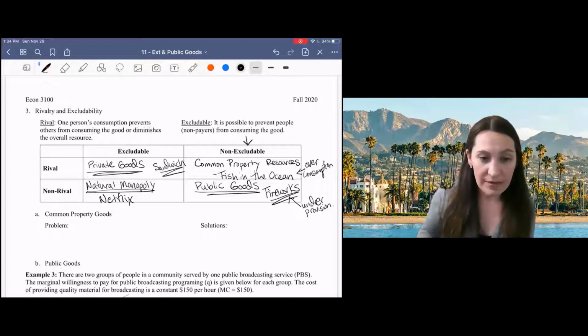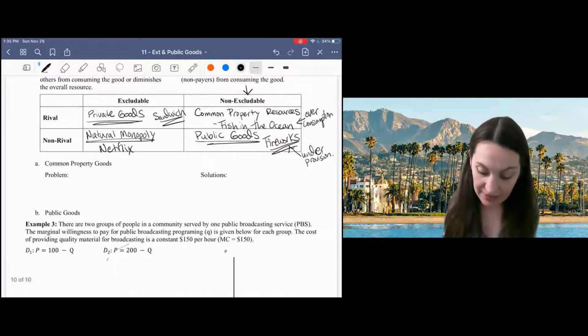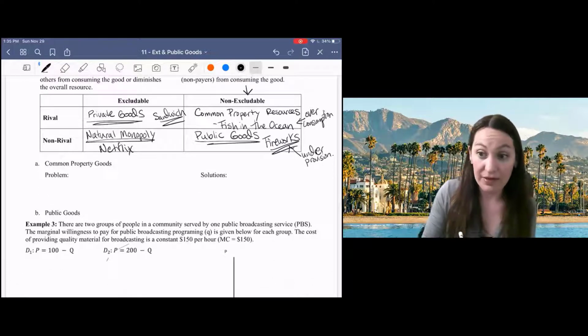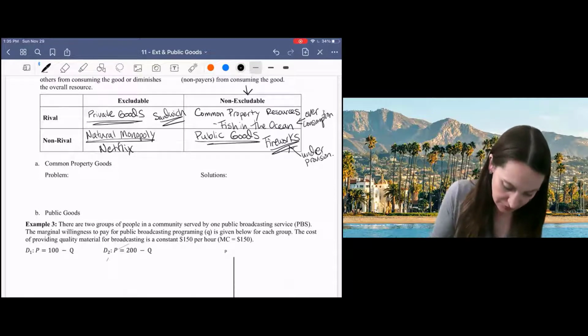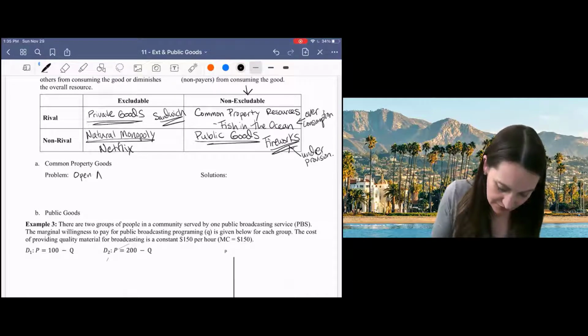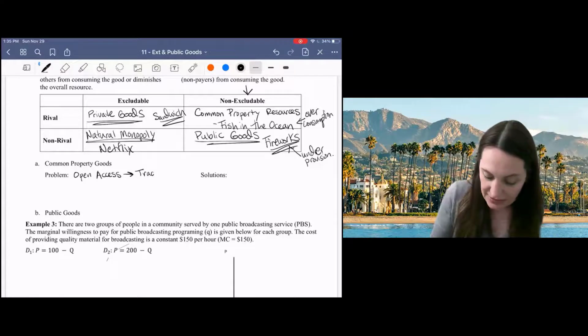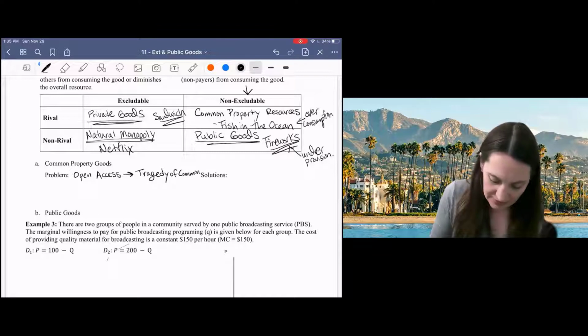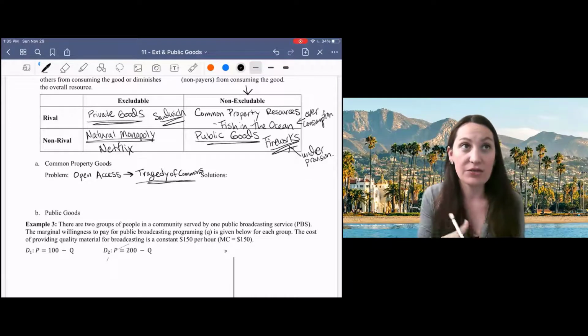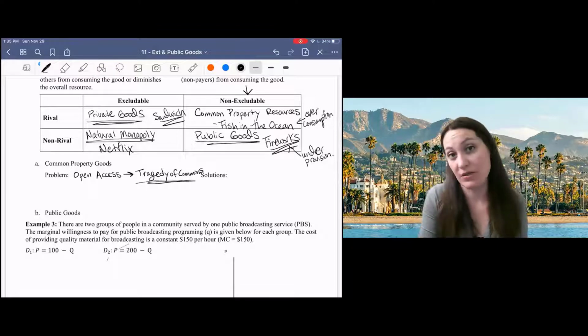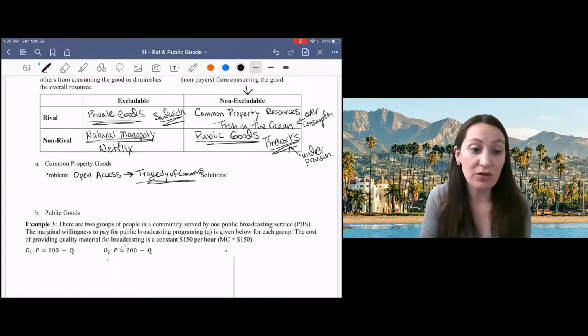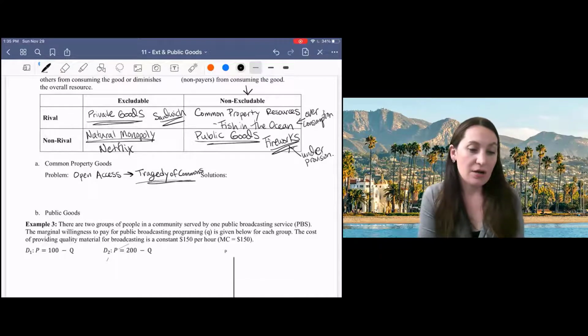Okay, so for common property goods, we talked about this a little bit already, but for common property goods, the problem is that we have this open access resource. So the fact that the resource is open access leads to overconsumption. And in this situation, we call that the tragedy of the commons. And this is a commonly understood problem that arises when we have non-excludable rival resources. And we typically hear this problem in the context of environmental goods, but it can occur in other contexts as well.